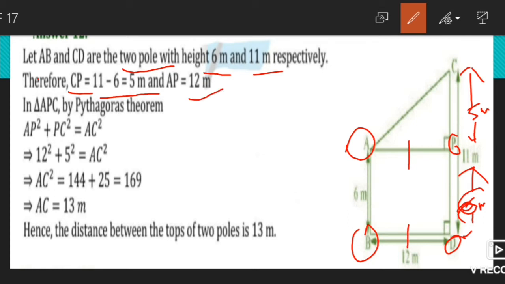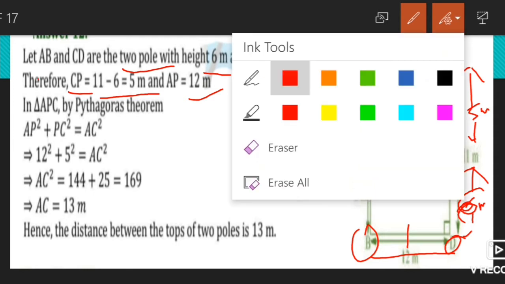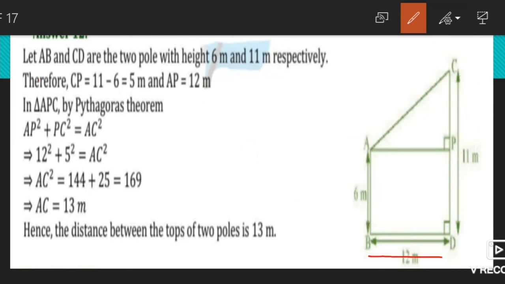Now if you check triangle APC, this angle is 90 degrees since BD is perpendicular to CD. Let me explain this again. Since BD is perpendicular to CD, because the pole and the ground are perpendicular to each other, and since AP is parallel to BD, you can say that this is also 90 degrees. That means this triangle is a right angle triangle, so you can use Pythagoras theorem on it.